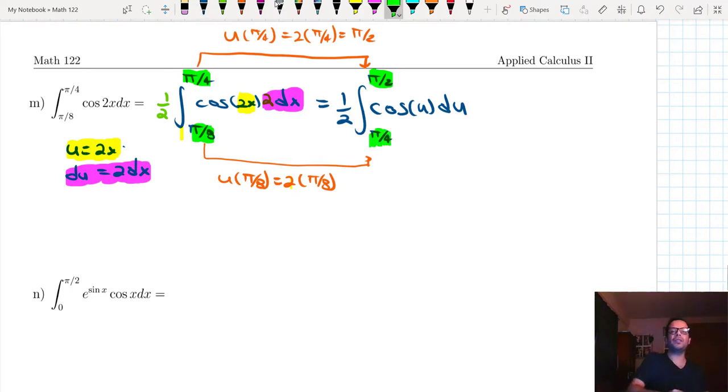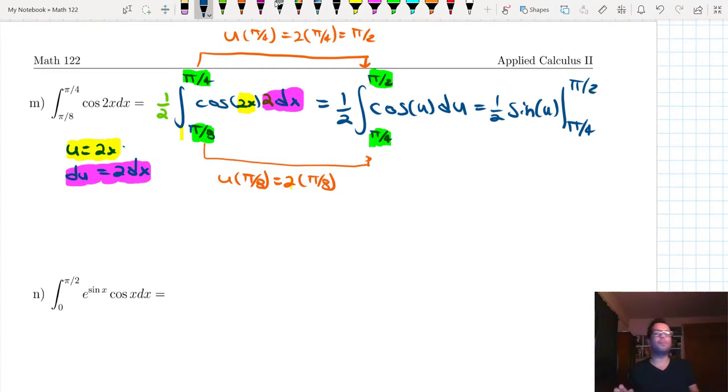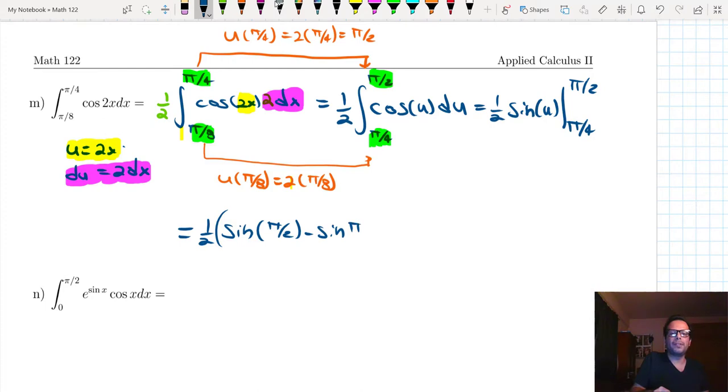So let's integrate cosine. 1/2 cosine of u du from pi over 4 to pi over 2. So this will be 1/2 sine of u, evaluated from pi over 4 to pi over 2. Okay, in this case, no plus c, right? No plus c in this case. So what are we going to do next? So let me continue over here. This is 1/2 times sine of the upper limit, which is pi over 2, minus sine of pi over 4, which is the lower limit.